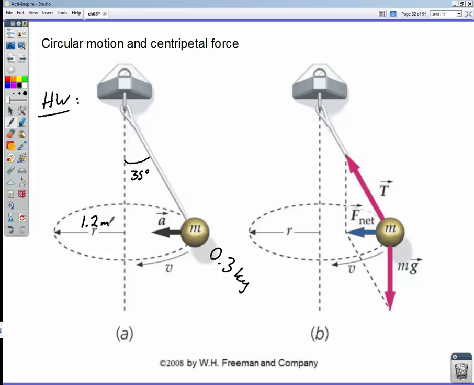Find for me the centripetal force acting on the mass. Find for me its tangential velocity. And find for me the tension in the string.